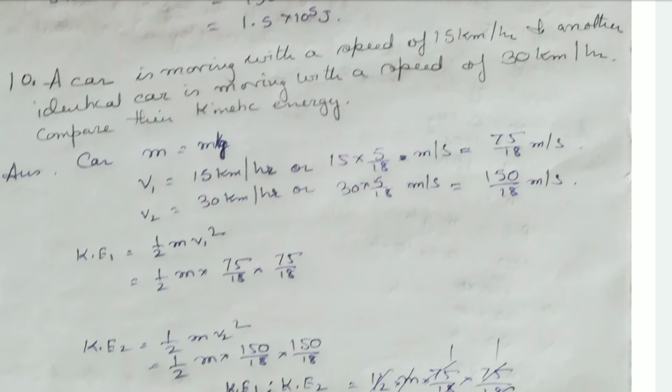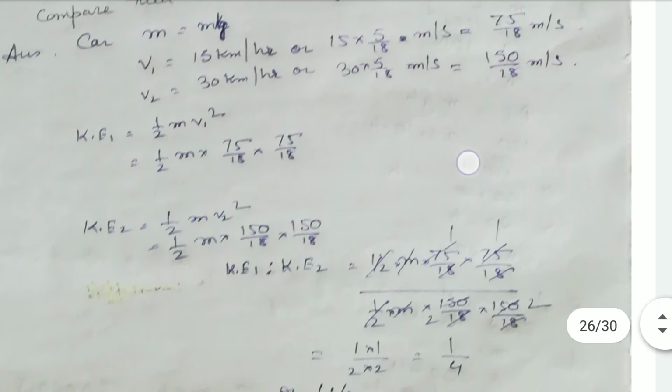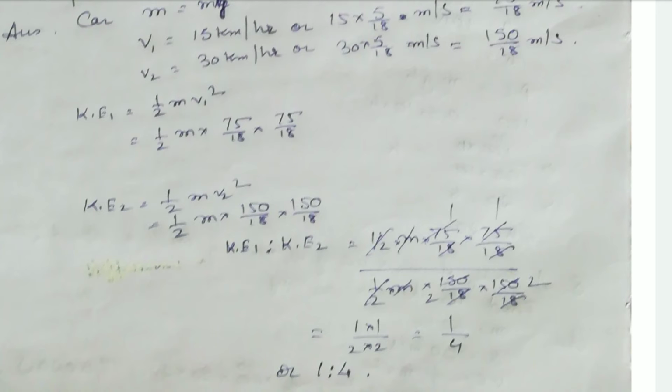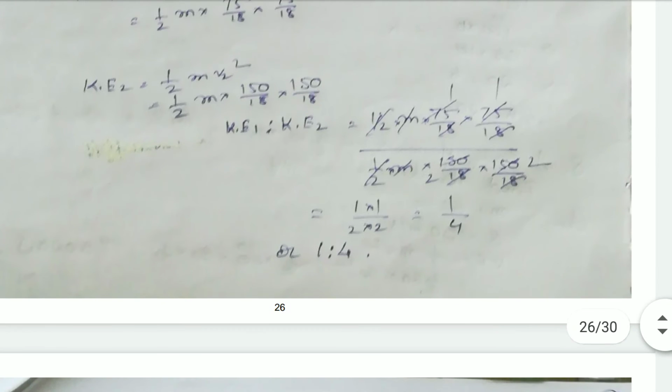You need to solve it. Okay, just comparing. While comparing, you can cross it out. Then v2 is 150 by 18 meter per second. Then comparing them, both of them, we get 1:4.